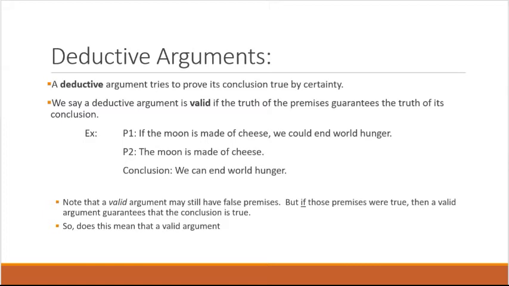Premise 1, if the moon is made of cheese, we could end world hunger. Premise 2, the moon is made of cheese. Conclusion, we can end world hunger. Now, my claim to you, what I'm saying is that if these premises are true, premise 1 and 2, then this conclusion must be true, right? Are you following me with that?